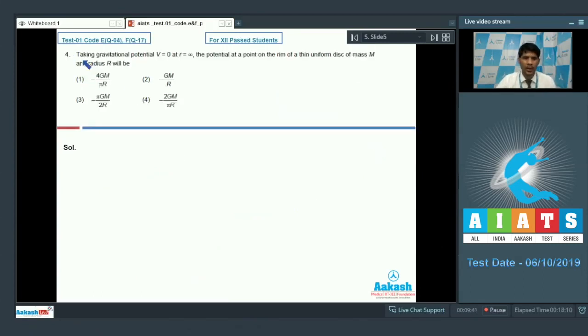In question number 4, taking gravitational potential V is equal to 0 at r is equal to infinity, the potential at a point on the rim of a thin uniform disk of mass capital M and radius r will be. If this is the disk of mass m and radius r, surface mass density would simply be m divided by pi r square.